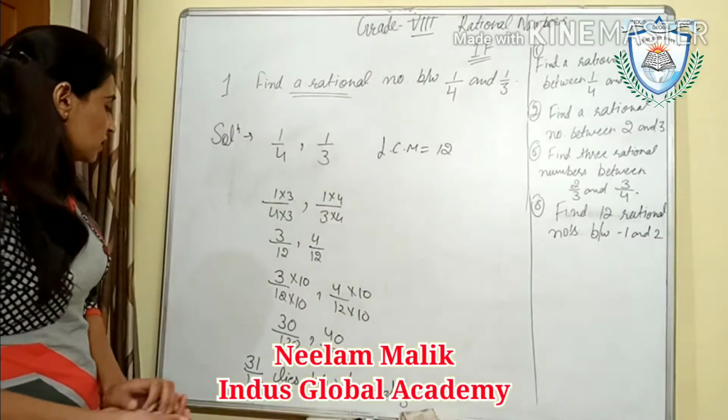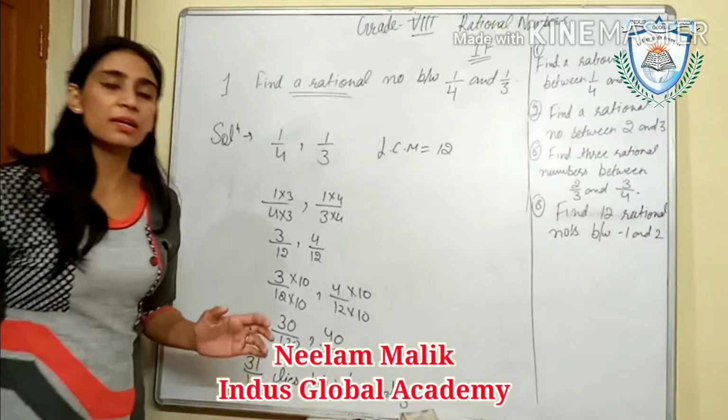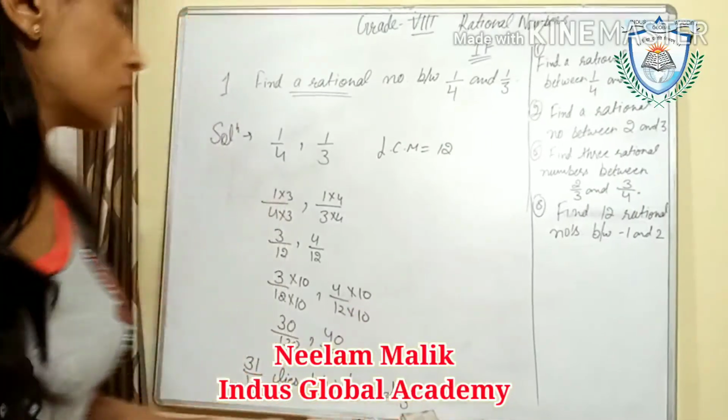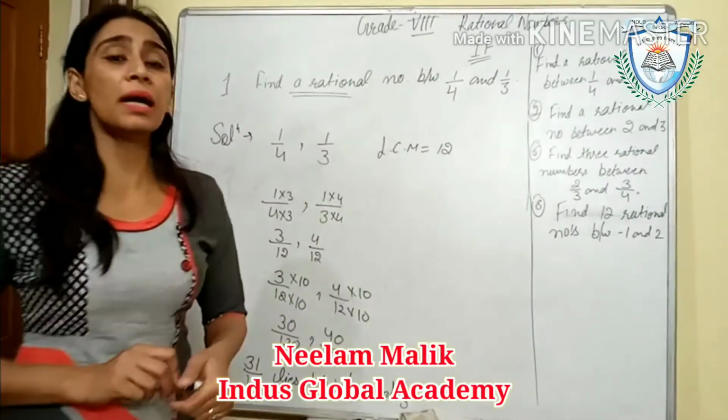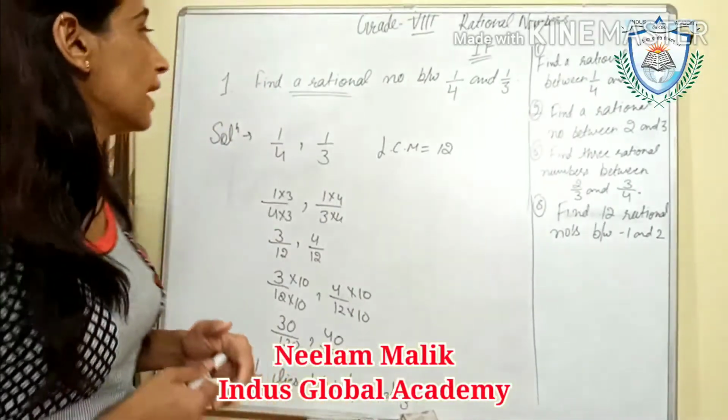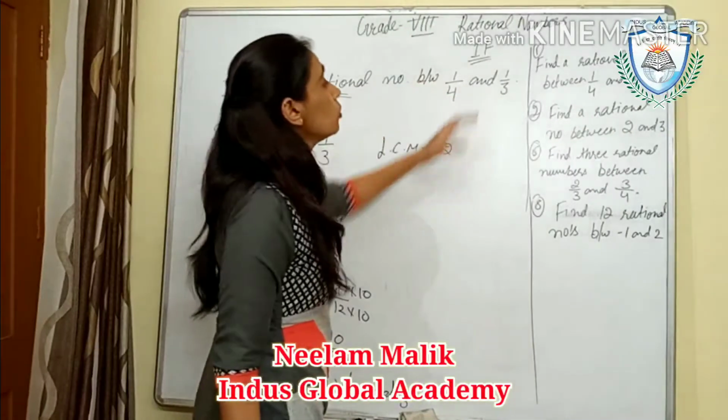Okay. Maybe someone writes 32 upon 120 there. He or she is also right. Okay. So the answer will be different in this, because on the number line there are a lot of numbers that exist between two rational numbers.